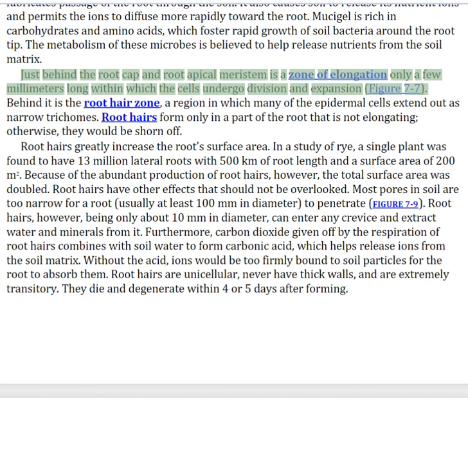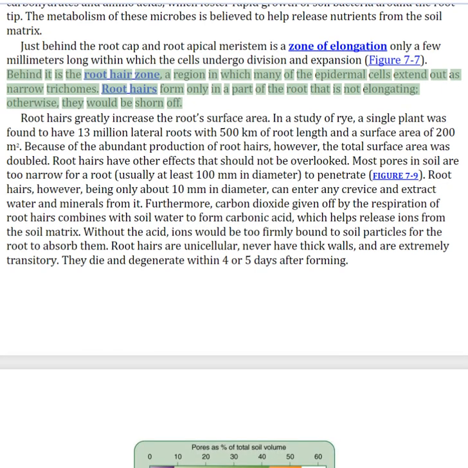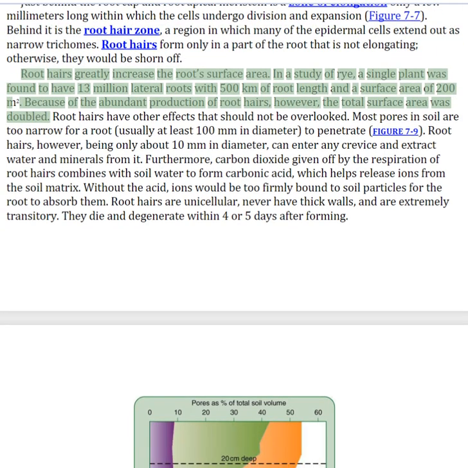Just behind the root cap and root apical meristem is a zone of elongation only a few millimeters long within which the cells undergo division and expansion. Behind it is the root hair zone, a region in which many of the epidermal cells extend out as narrow trichomes. Root hairs form only in a part of the root that is not elongating, otherwise, they would be shorn off. Root hairs greatly increase the root's surface area.